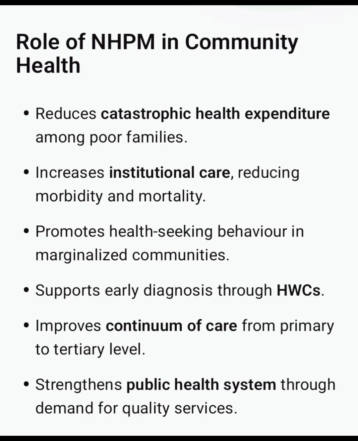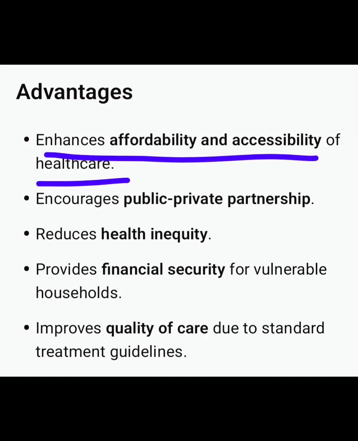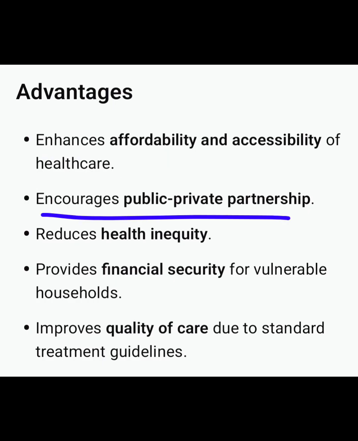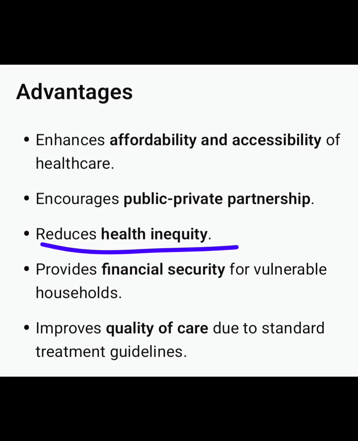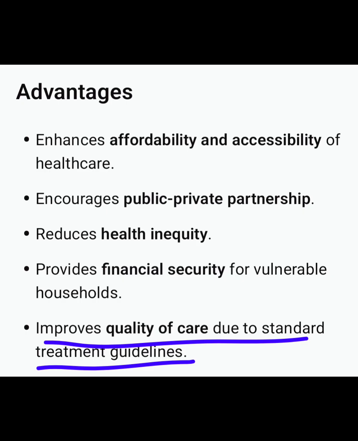And next one, we have to support early diagnosis through the health and wellness centers, and we have to improve the continuum of care from primary to the tertiary level. So you all know primary, tertiary, I have already discussed, and strengthen the public health system through the demand for quality services. Next one, what are all the advantages? Enhance affordability and accessibility of healthcare, and we have to encourage public-private partnership, and then we have to reduce health inequity, and then we have to provide financial security for vulnerable households, and then we have to improve quality of care due to the standard treatment guidelines.